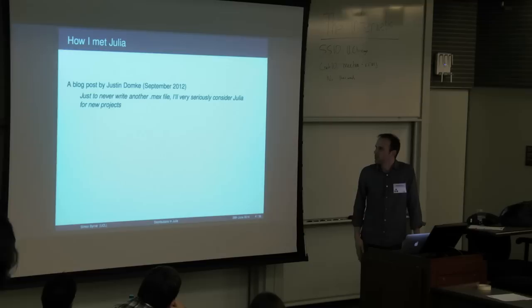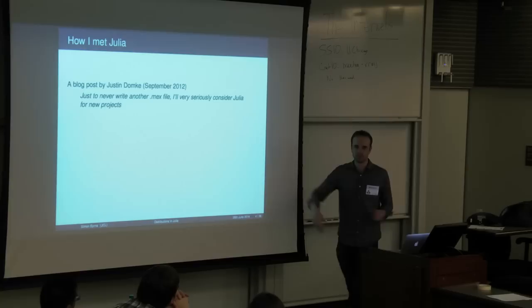So, how I met Julia. In September 2012, Jeff had a blog post where he tried out a few algorithms, and his argument was that he'd never have to write another MEX file. He had a couple of benchmarks, and one of them was an MCMC one, where he got within roughly an order of magnitude of C, whereas Python, R and MATLAB were several orders of magnitude out.